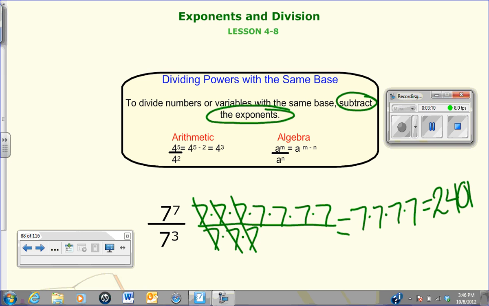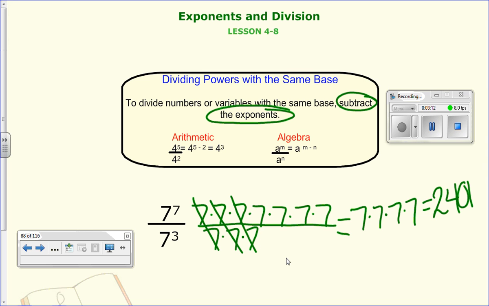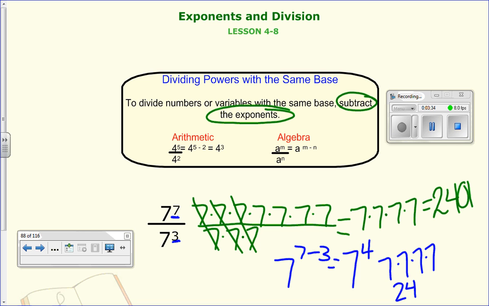Or I can use this new idea. I take the numerator, which is 7 to the 7th, and I subtract the exponent on the bottom, which is 3. 7 minus 3 is 4, so I get 7 to the 4th. 7 to the 4th is the same thing as 7 times 7 times 7 times 7, so you get 2,401. Either way, you get the same answer, whether you write them all out like I did in green, or if I subtract the exponents like I did in blue.